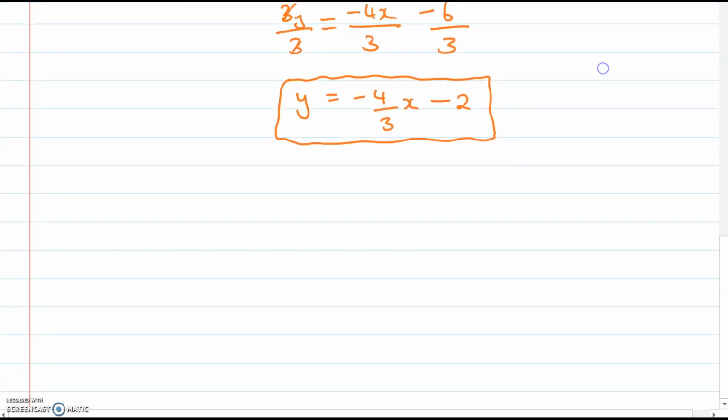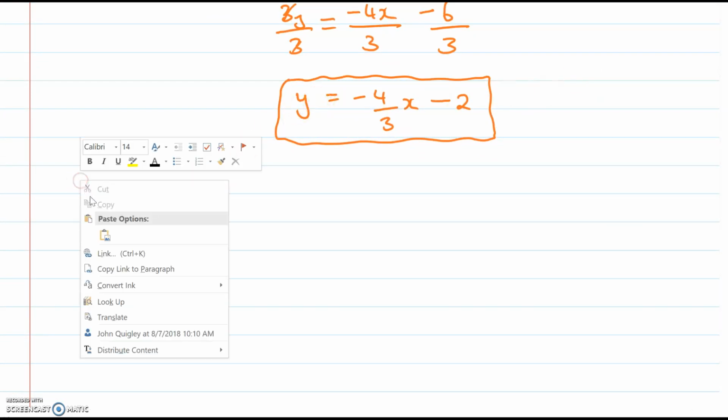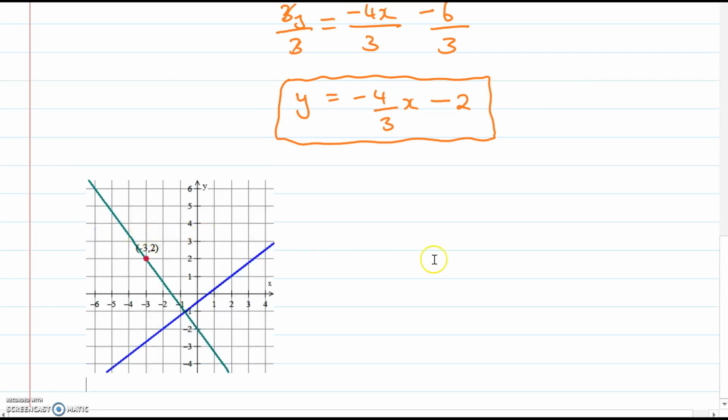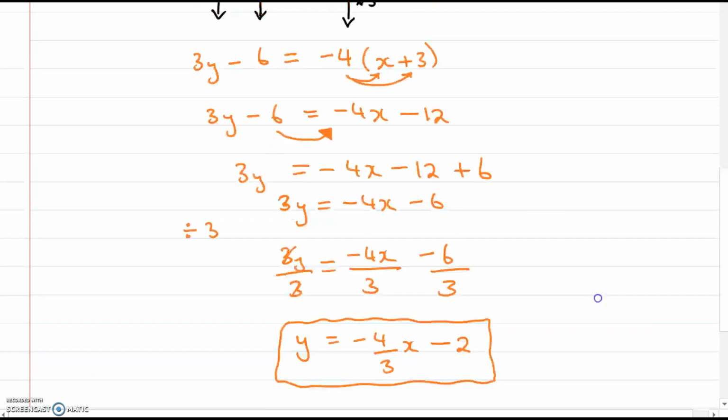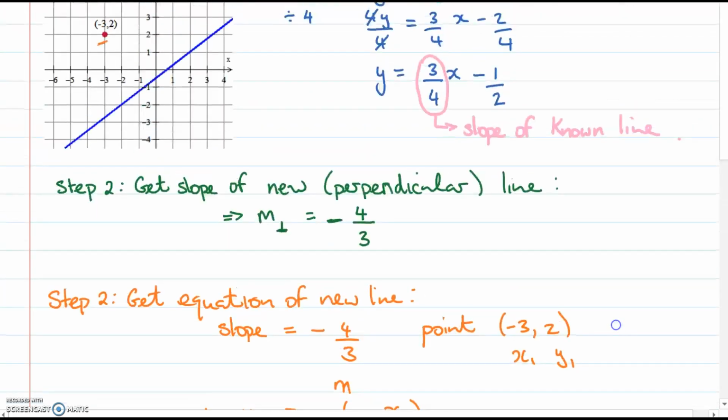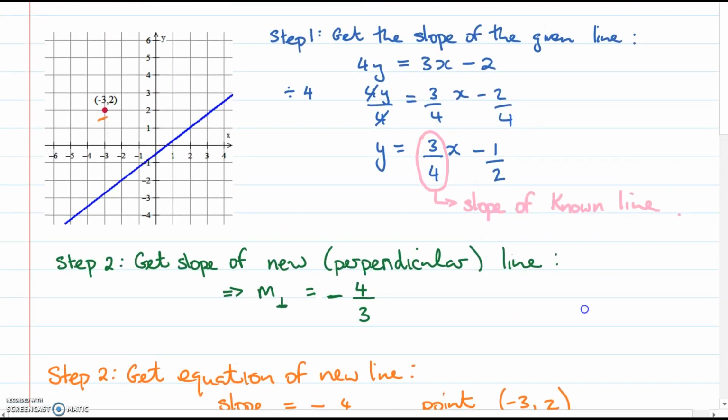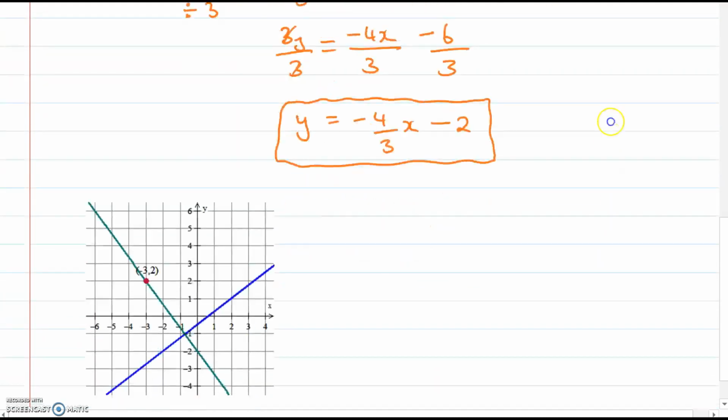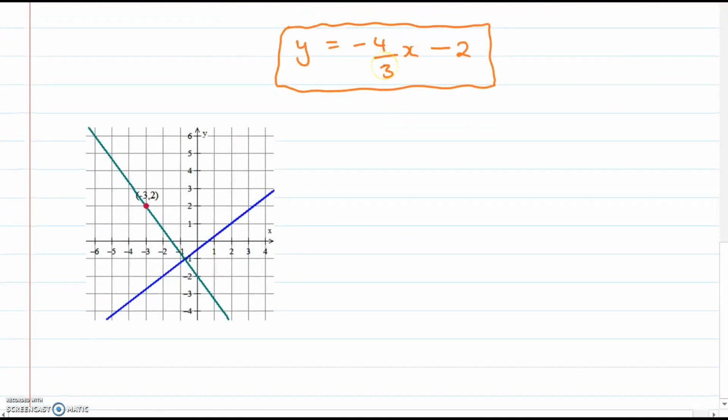And if that's going to be the equation of the new line, and if we draw it here, we can see that the blue line was the original line. This blue line was what was originally in the question. I'm going to scroll back up so you can see that. Okay, so there's the blue line that was originally there. And then our new line, y equals negative 4 over 3x minus 2, that's the line that I've drawn in green here.